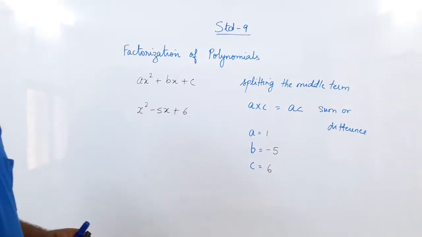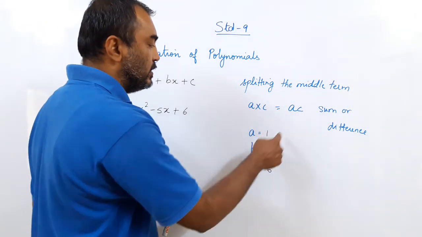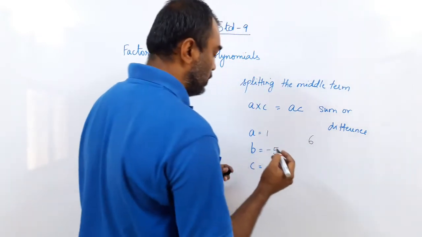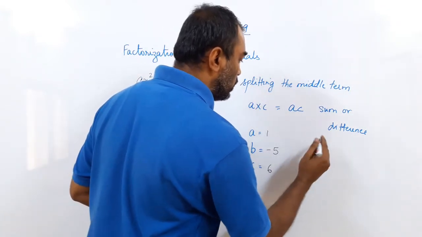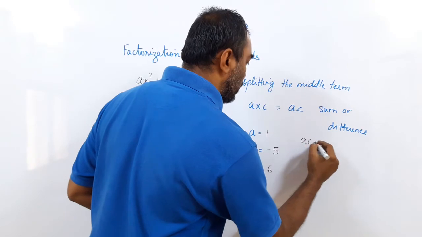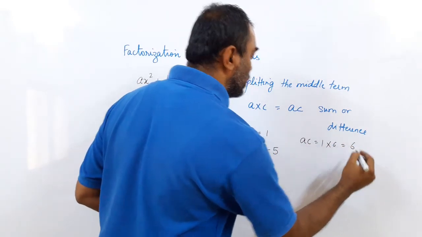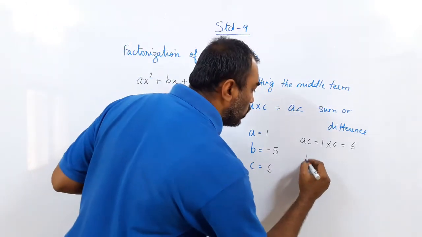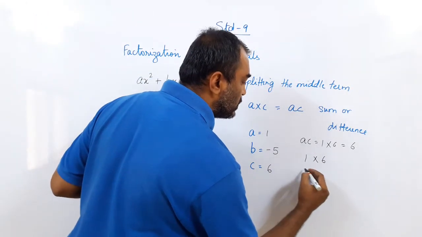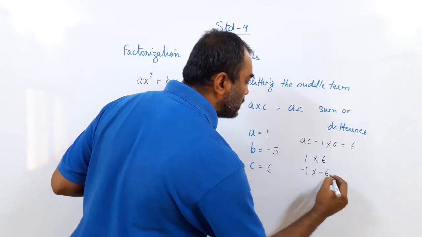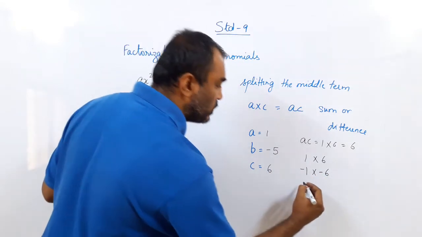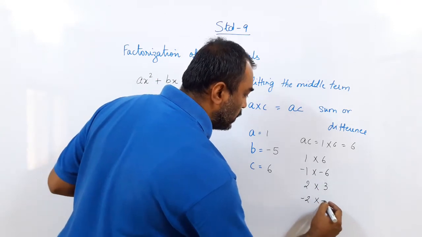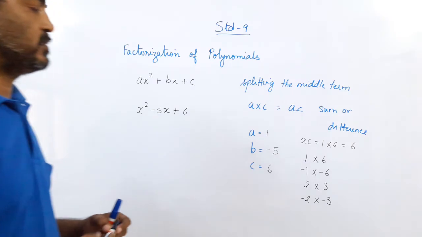Now what is the first step you have to do? Multiply a and c. So 1 into 6 gives you 6. Right? Write the whole thing down. ac equal to 1 into 6 gives you 6. Now we find the factors of 6. What are the factors of 6? 1 into 6 is 6. Minus 1 into minus 6 is also 6. 2 into 3 is 6. And minus 2 into minus 3 is also 6.